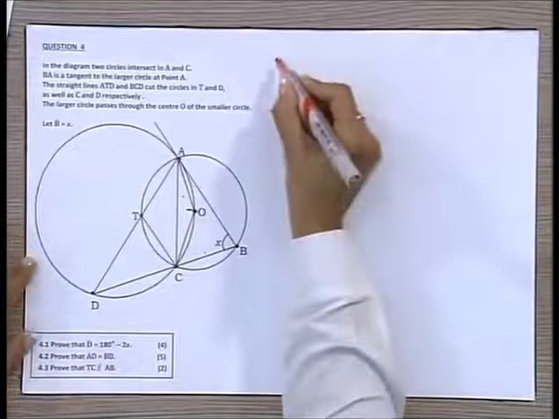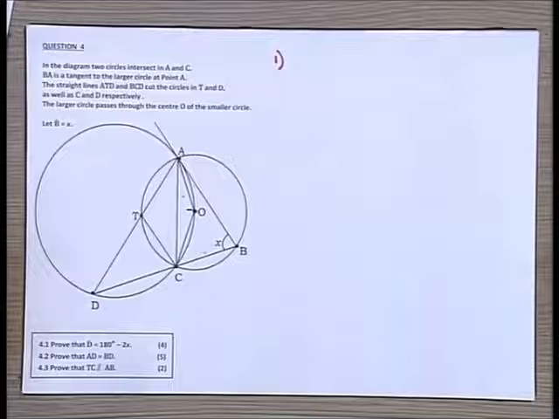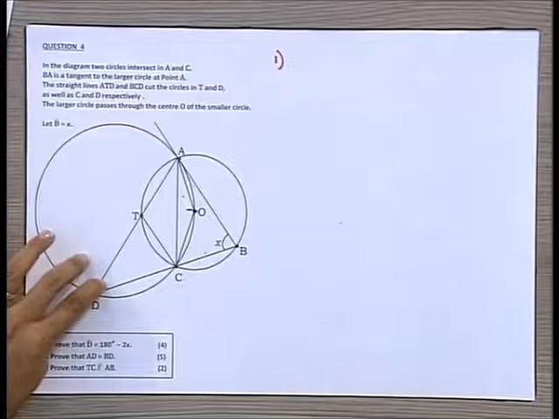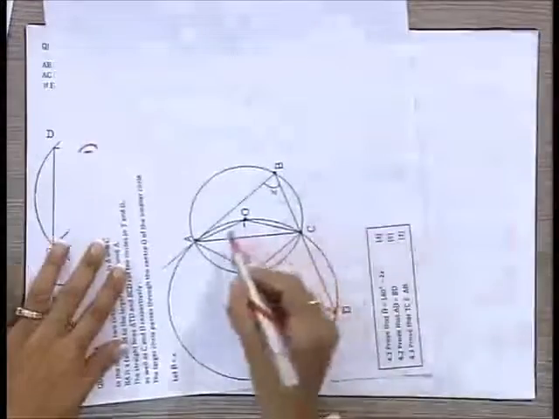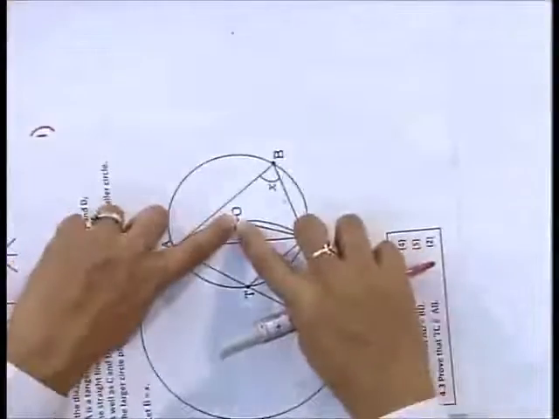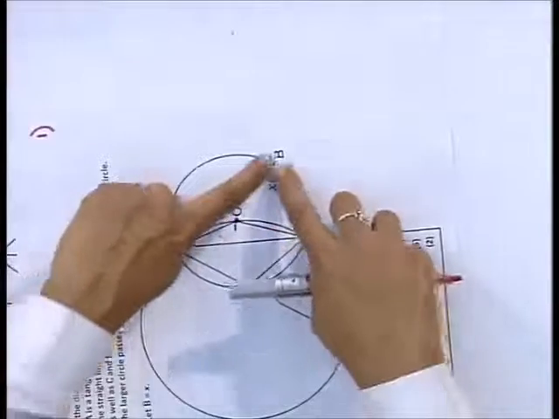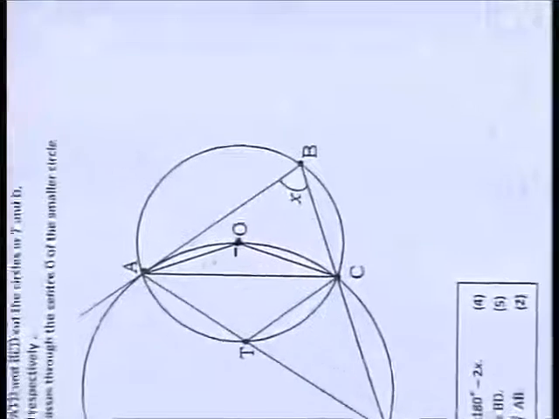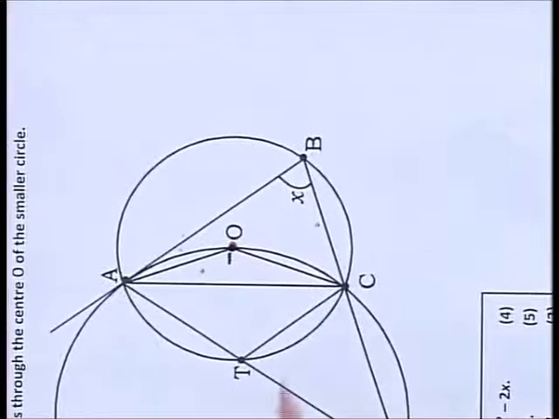Let B be x. First question: prove that D is 180 minus 2x. That is not a difficult question, matrix. I'm going to turn my sketch. What is the size of O1? Look at the sketch for me and tell me what you think the size of O1 is.